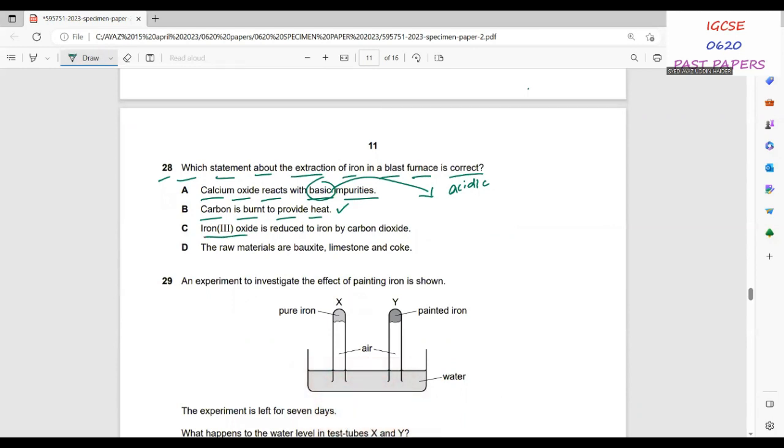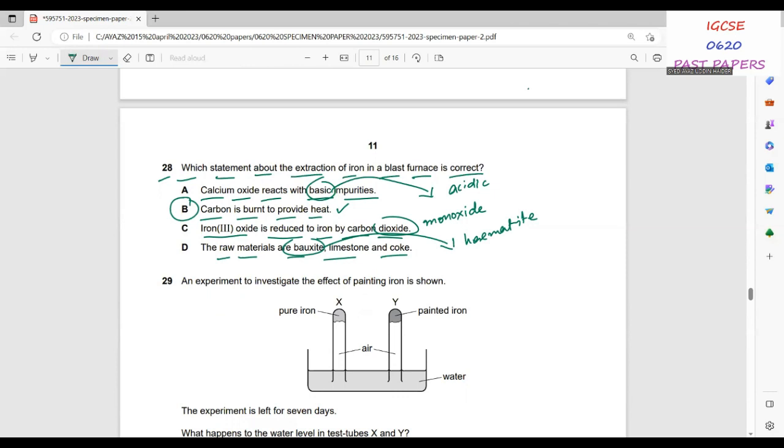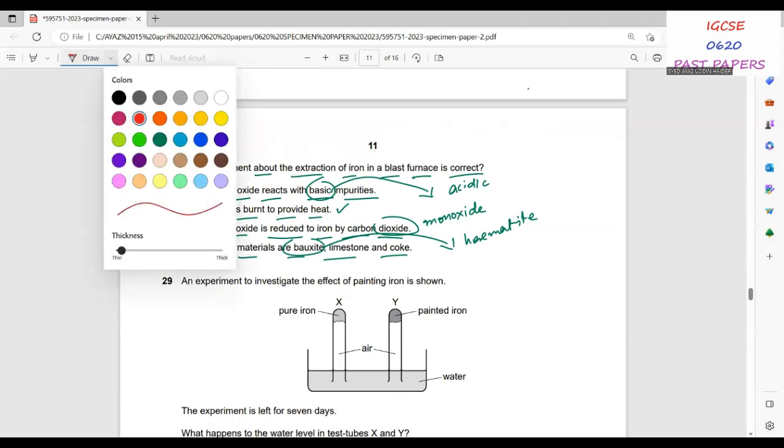C. Iron(III) oxide is reduced to iron by carbon dioxide. Remember, it's not carbon dioxide, it's carbon monoxide. So this is also incorrect. D. The raw materials are bauxite, limestone, and coke. It's not bauxite, it's hematite. So the only correct choice here is choice B. The other choices are incorrect.